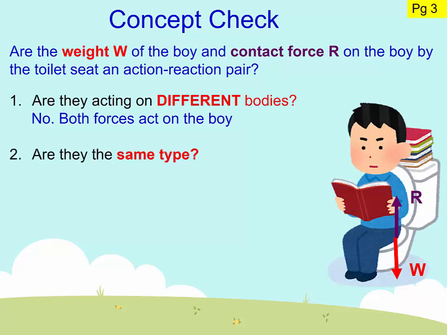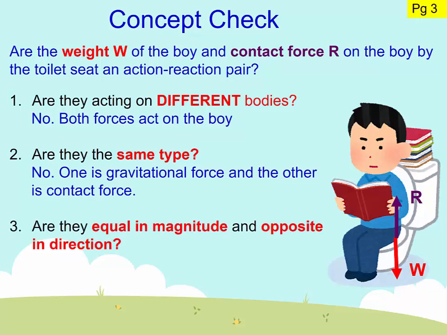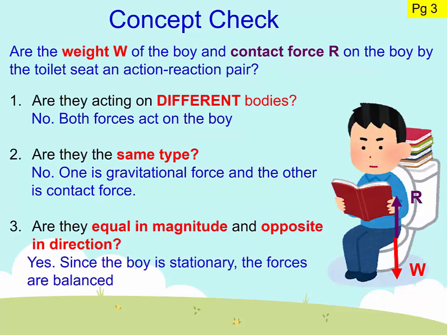Are the forces of the same type? No, the weight is gravitational force and R is contact force. Are they equal in magnitude and opposite in direction? Yes, since the boy is stationary, the forces are balanced.